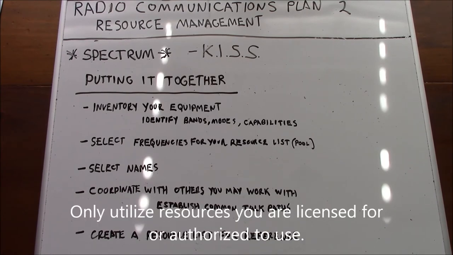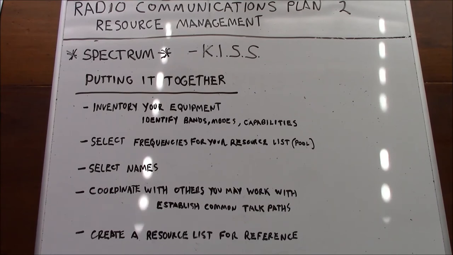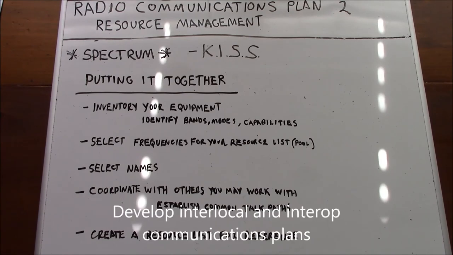Inventory your equipment. Identify the bands, modes, and capabilities of your equipment. And then select frequencies utilizing those bands, modes, and capabilities for your resource list or frequency pool. Go ahead and select common names, ones that you know you'll be able to implement across your cache of radios, and make them usage-oriented and easy to remember, so that they'll fit into the alphanumeric displays of your equipment, if applicable. Coordinate with others that you anticipate working with in the future, and establish common talk paths in advance.